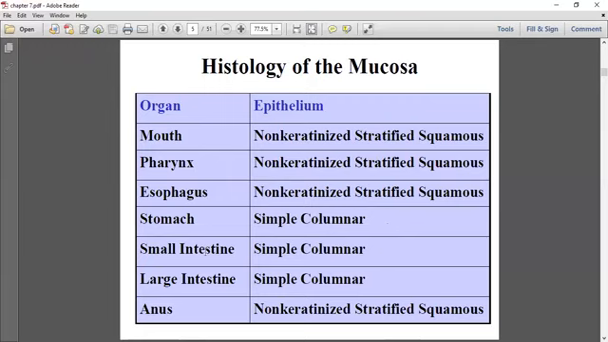As well, all the parts of the small intestine and large intestine or colon are lined or covered by simple columnar epithelium, rich with goblet cells. The last part of the gastrointestinal tract, the anus, is lined by non-keratinized stratified squamous epithelium.